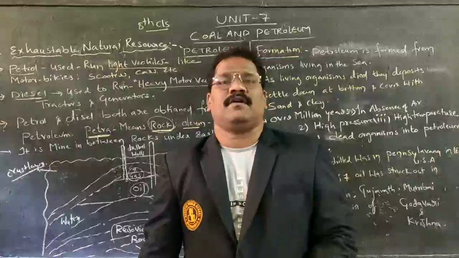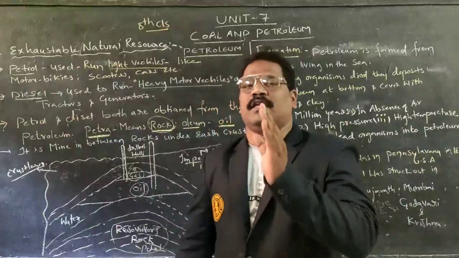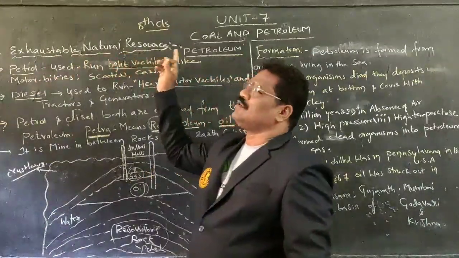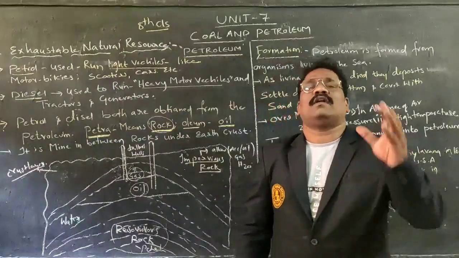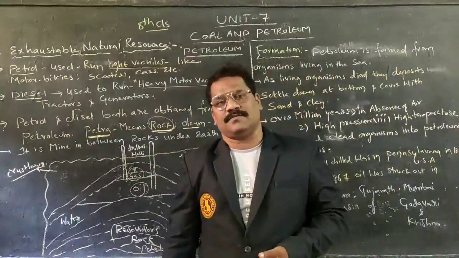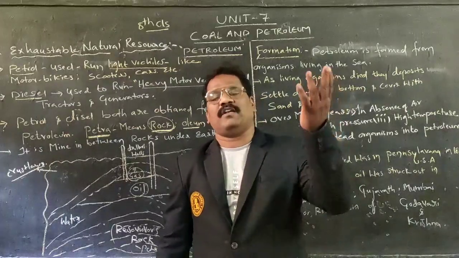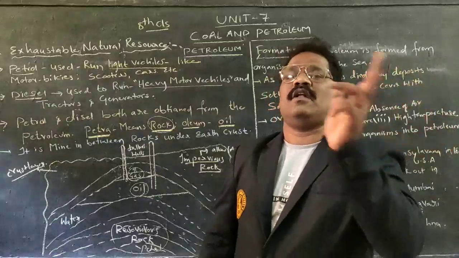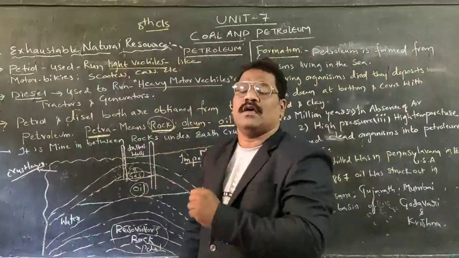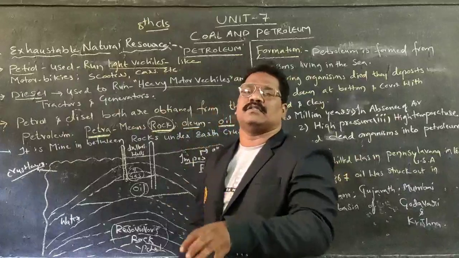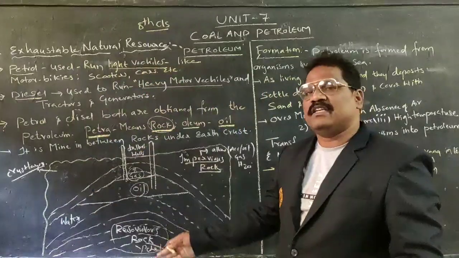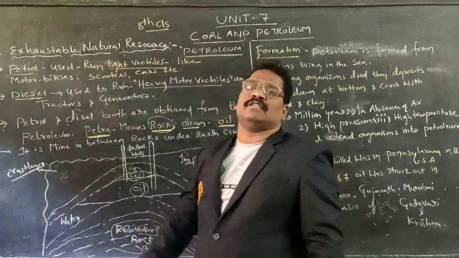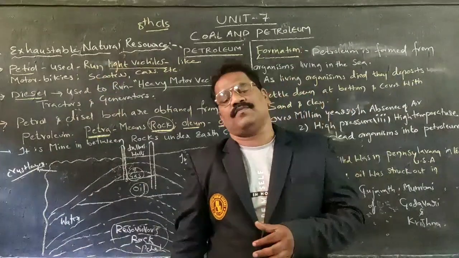Within this chapter, we are discussing a topic called Exhaustible Natural Resources. What are exhaustible natural resources? Coal, petroleum, natural gas: these three are exhaustible natural resources. More than this also exist, but we are discussing these three materials. Among them, in the previous class we discussed coal.